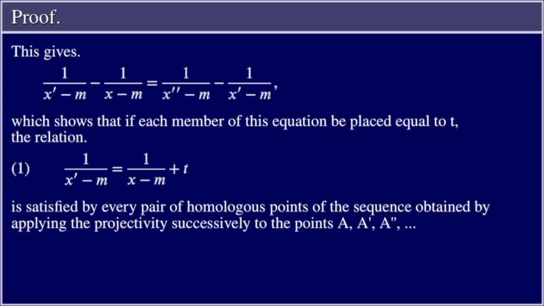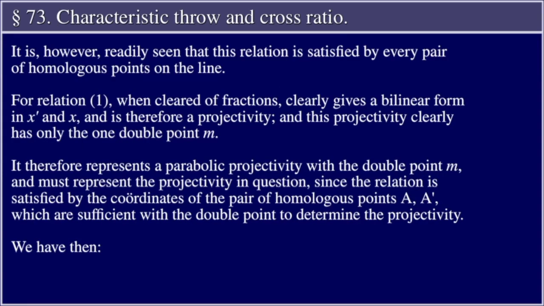the relation, equation 1, 1 divided by the quantity x' minus m equals 1 divided by the quantity x minus m plus t, is satisfied by every pair of homologous points of the sequence obtained by applying the projectivity successively to the points A, A', A'', and so on. It is, however, readily seen that this relation is satisfied by every pair of homologous points on the line. For relation 1, when cleared of fractions, clearly gives a bilinear form in x' and x, and is therefore a projectivity, and this projectivity clearly has only the one double point M.